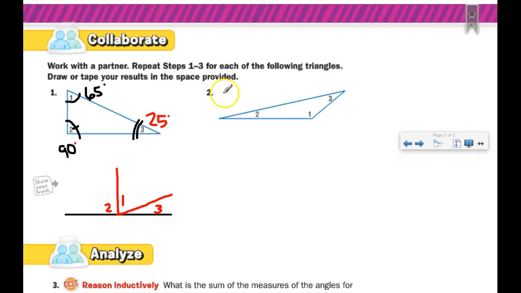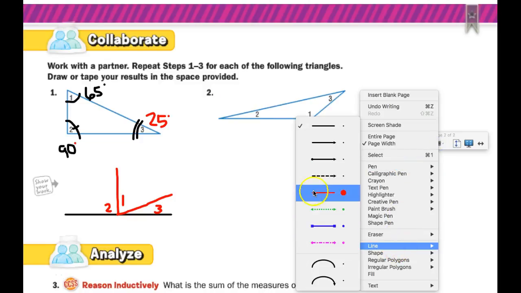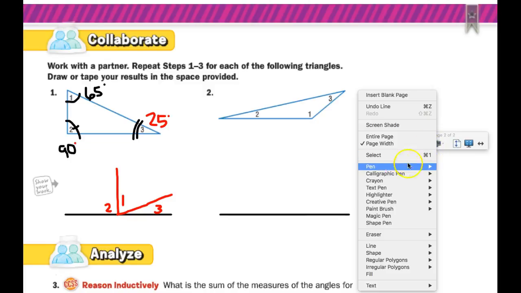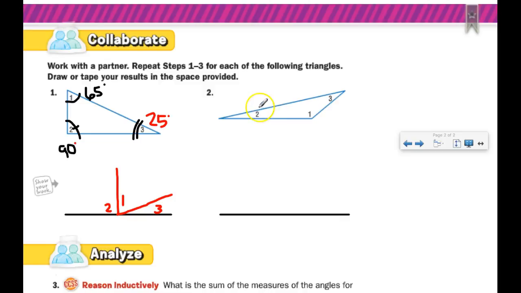At any rate, we're going to do the same thing with number 2. So before I do anything else, I am going to go ahead and draw the bottom of my straight angle here in the space provided. And then I'm going to take my protractor and I'm going to measure angle 2. I'm going to measure angle 1. And I'm going to measure angle 3. Go ahead and do that.